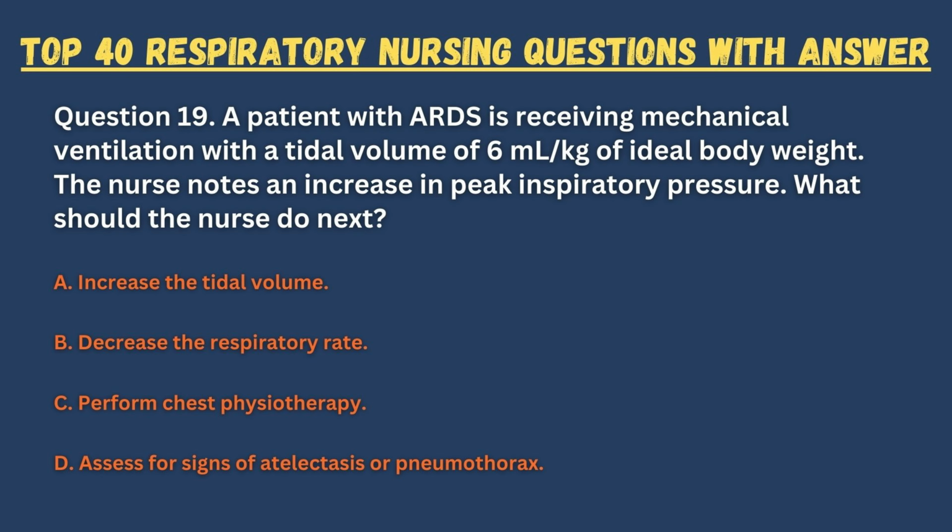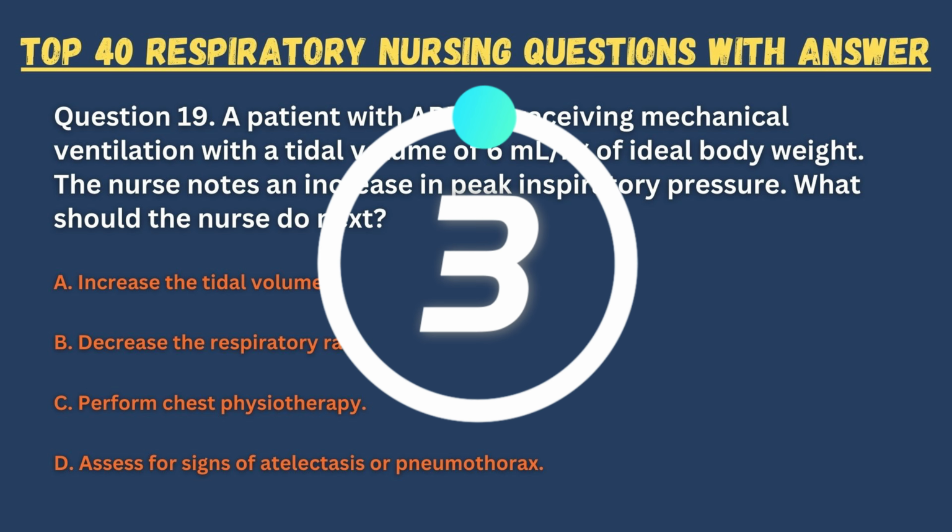diagnosis. Question 19. A patient with ARDS is receiving mechanical ventilation with a tidal volume of 6 milliliters per kg of ideal body weight. The nurse notes an increase in peak inspiratory pressure. What should the nurse do next? A. Increase the tidal volume. B. Decrease the respiratory rate. C. Perform chest physiotherapy. D. Assess for signs of atelectasis or pneumothorax.